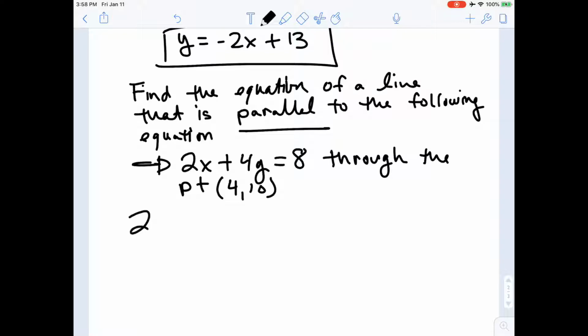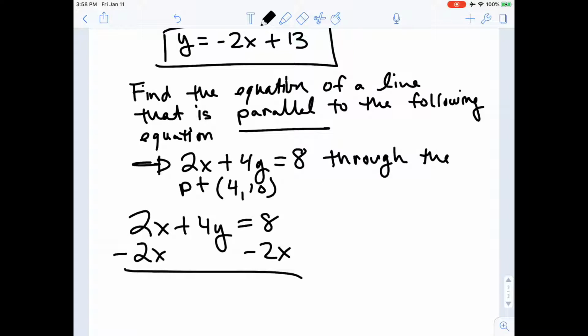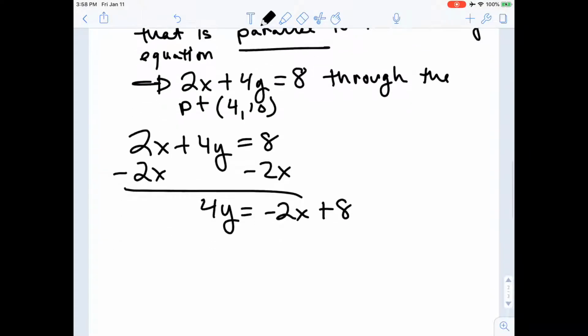So here we go. So 2x plus 4y equals 8. First thing, remember, it's y equals mx plus b. So the y is left by itself on the left side. So I need to subtract 2x from both sides. If I do that, I'm left with 4y equals negative 2x plus 8. I can't combine those because those are not like terms. So now I'm going to divide because I don't want 4y, I want just y. So I divide both sides by 4.